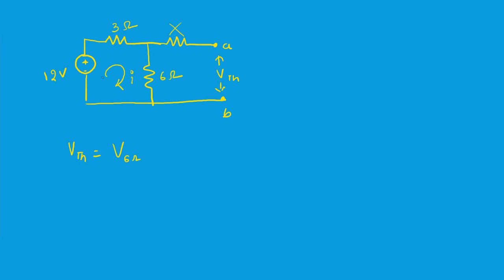Simply apply KVL. As we discussed in the classroom, it's going to be minus 12 volts plus I into 3 ohms plus I into 6 ohms equals 0. So I can write 9I is going to be 12, so I is simply 12 by 9 amperes. Then V6 ohms is going to be simply 12 by 9 into 6 ohms.